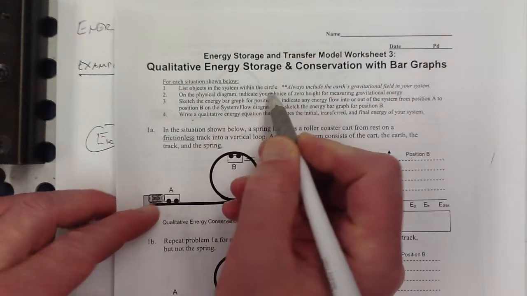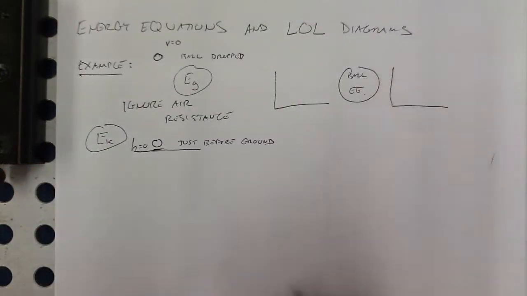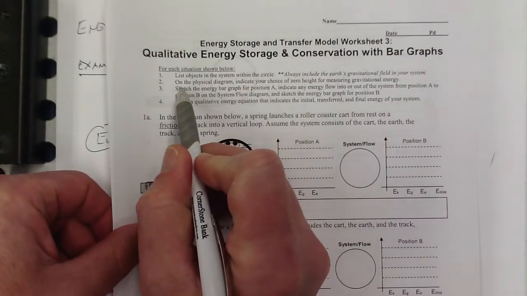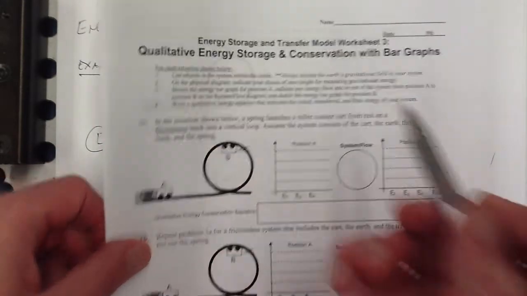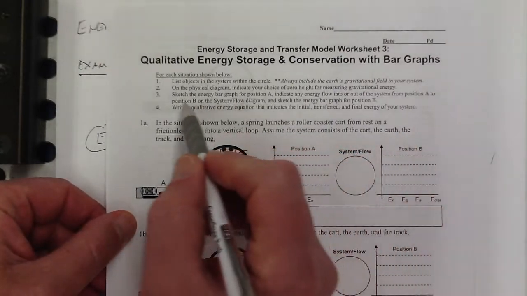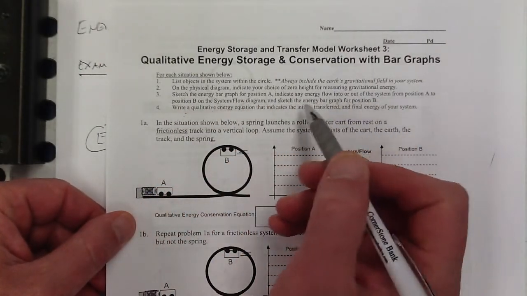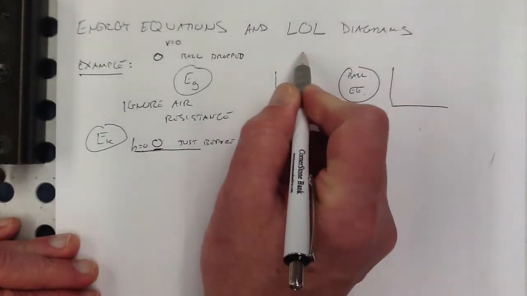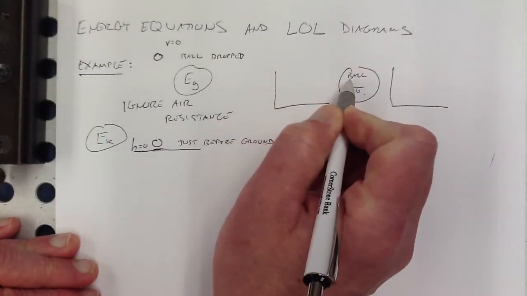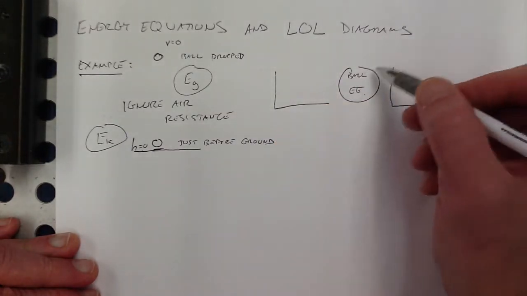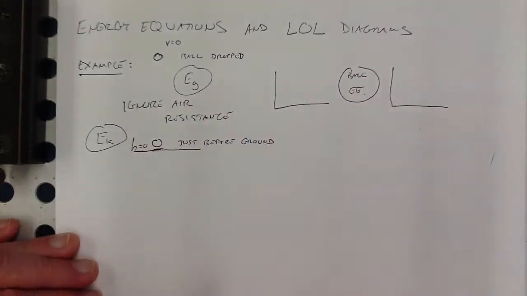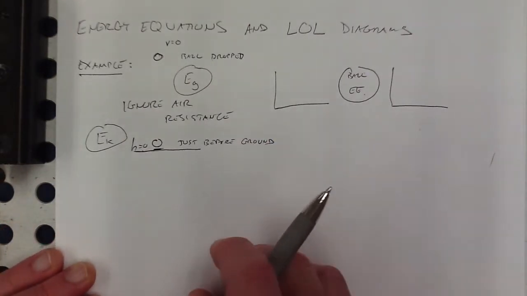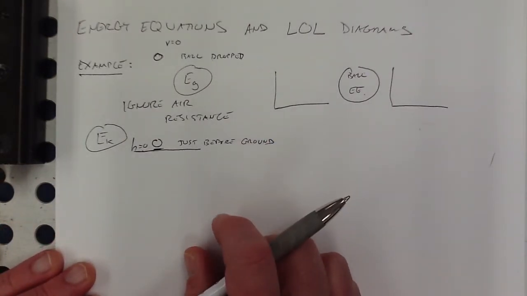So I think we've done list objects in the system within the circle. There's the ball, entire Earth, so good. On the physical diagram, indicate your choice of the 0 height. I did that. And any energy flow into or out of the system. Energy flow into or out of the system would be either something that's adding energy in from outside the system or something that's taking energy out. And I don't have that going on in this. I'll do another example where we have that going on in just a minute. Okay, so I think I'm good there.